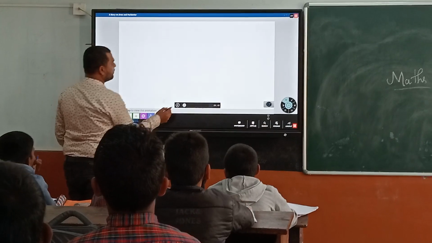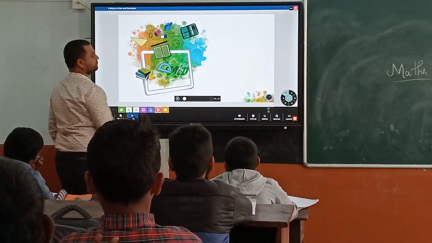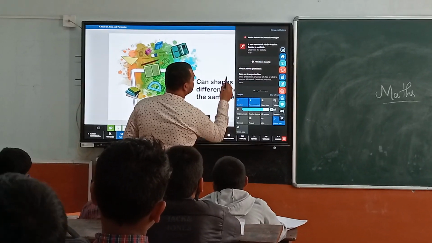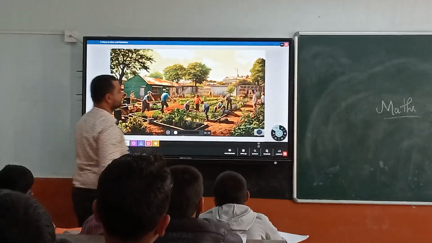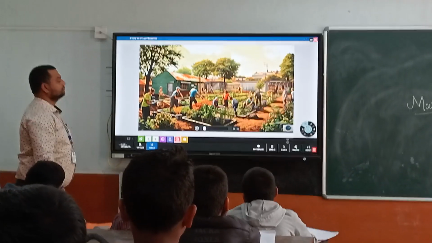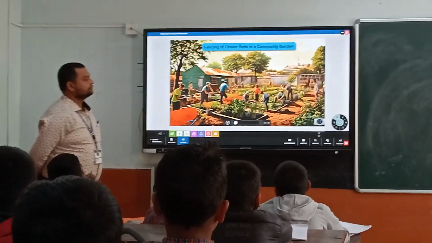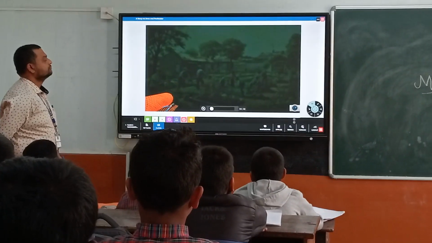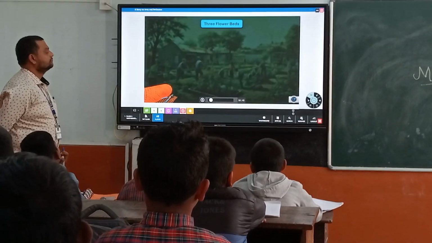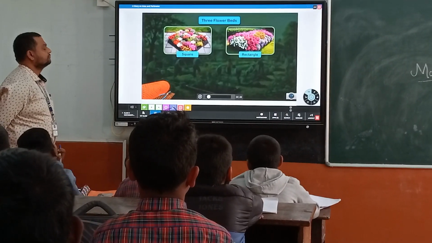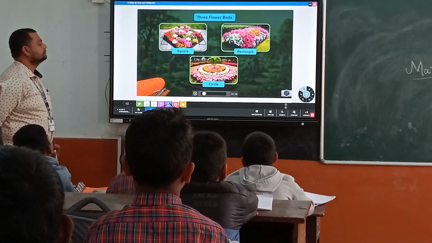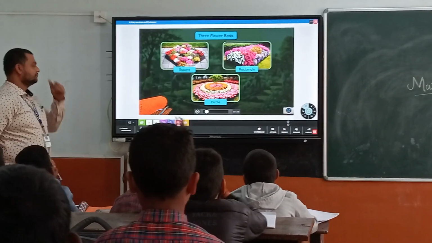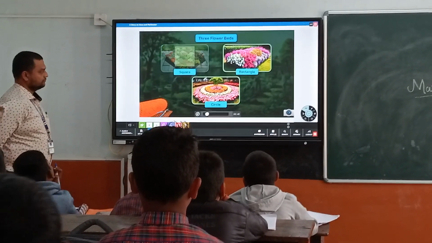So what is the meaning of perimeter? Can shapes of different kinds have the same perimeter? A group of social workers decide to come together and fence flower beds in a community garden. They found the garden has 3 flower beds: a square, a rectangle and a circle. To determine the amount of fencing material needed, the group must find each flower bed's perimeter.